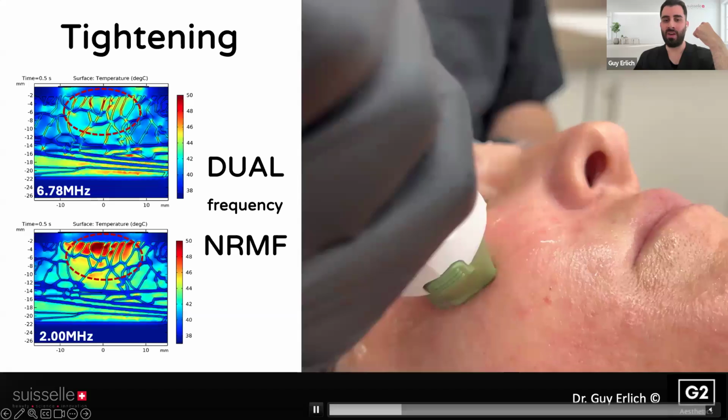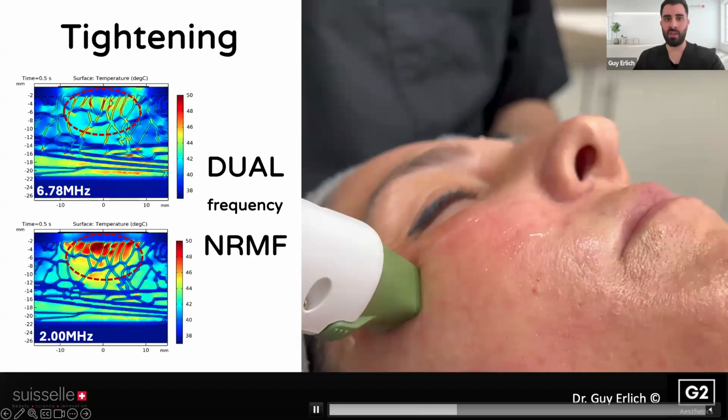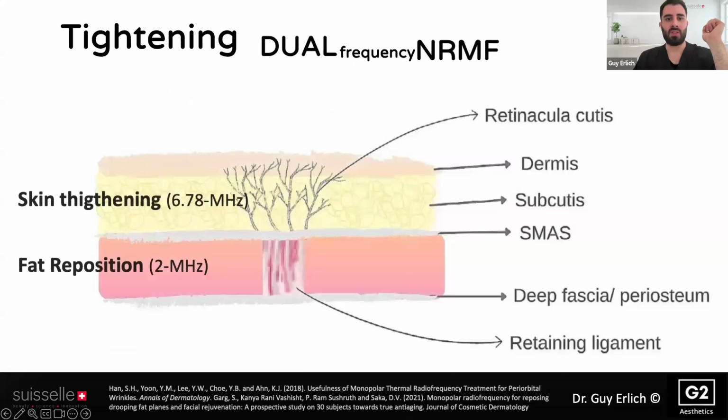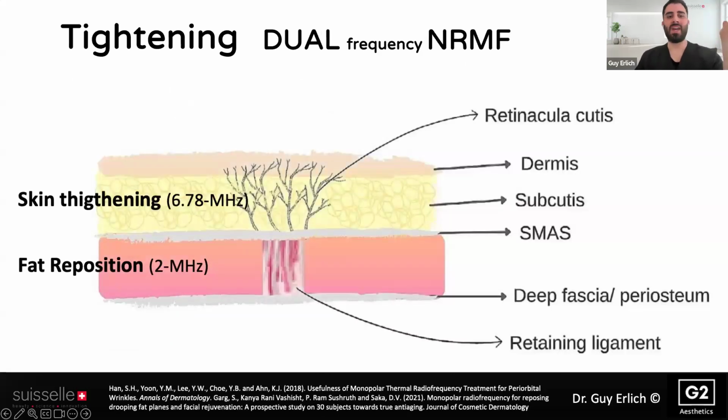And if I want to target both the retaining ligament, ORL, tear trough ligament, and the muscle, the orbicularis oculi in this location, I need to have the correct angle, but I need to have the correct frequency, because 6.78 megahertz with monopolar RF is good for skin and retinacular cutis, and it will be good for the part of the tear trough because it is connected to the skin. But if I want to target the orbicularis retaining ligament and the orbicularis oculi muscle, then I need to add also 2 megahertz. And this is why for the periorbital region, I prefer to use dual frequency monopolar RF, non-invasive, of course, to target both of them.